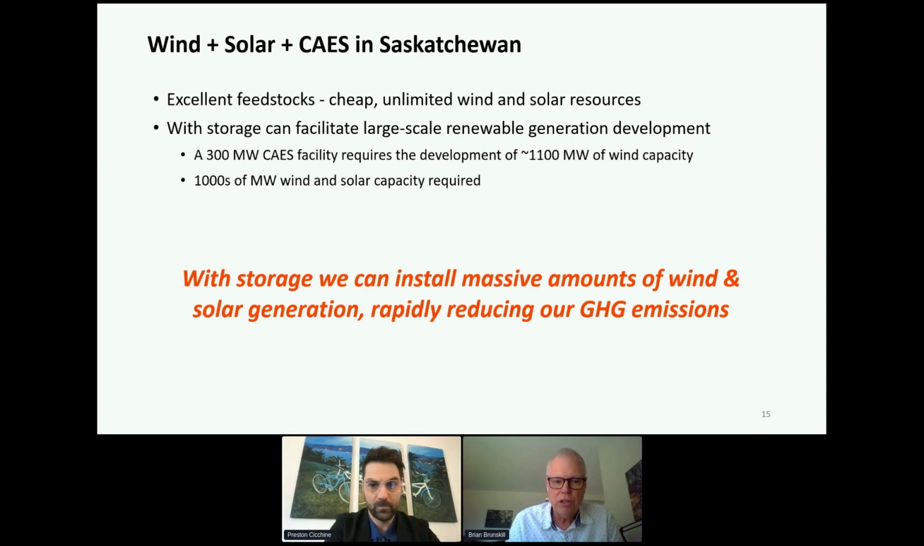the absence of storage. But for example, a 300 megawatt CAES facility would require the co-development of about 1,100 megawatts of wind capacity. So if there were several of these plants to be developed in Saskatchewan, that opens the door for the construction and operation of thousands of megawatts of wind and solar capacity.